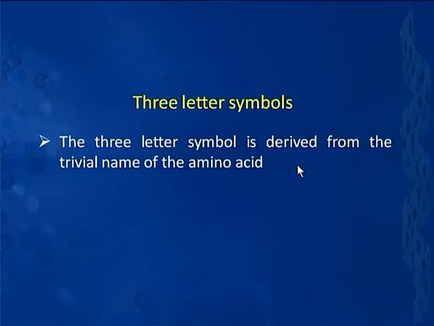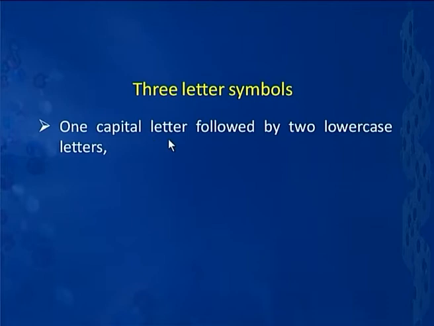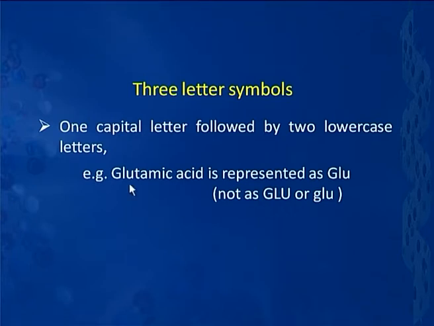Let us start with the 3-letter symbols. The 3-letter symbols are derived from the trivial name of the amino acid, and what we do is pick up the first 3 letters of it. That means we take the common name and take the first 3 letters, in such a fashion that the first letter is capital and the other 2 are lowercase. For example, glutamic acid will be represented as Glu, G capital, l and u small. If you write GLU like this, all caps, it is incorrect. If you write all smalls, it again is incorrect.